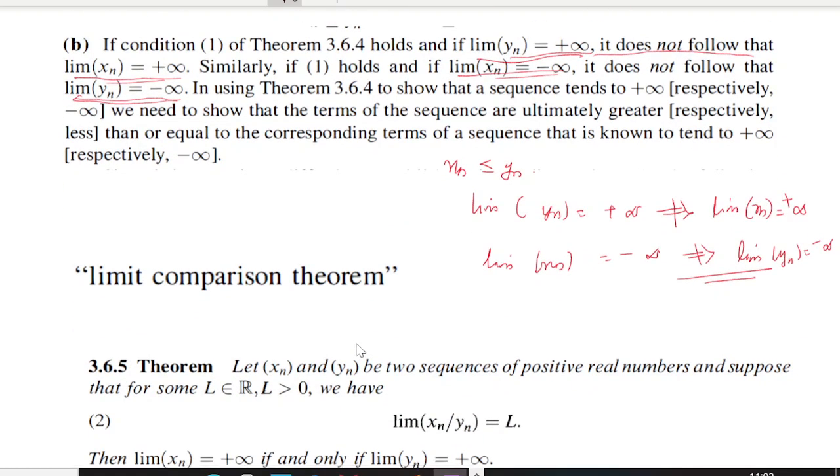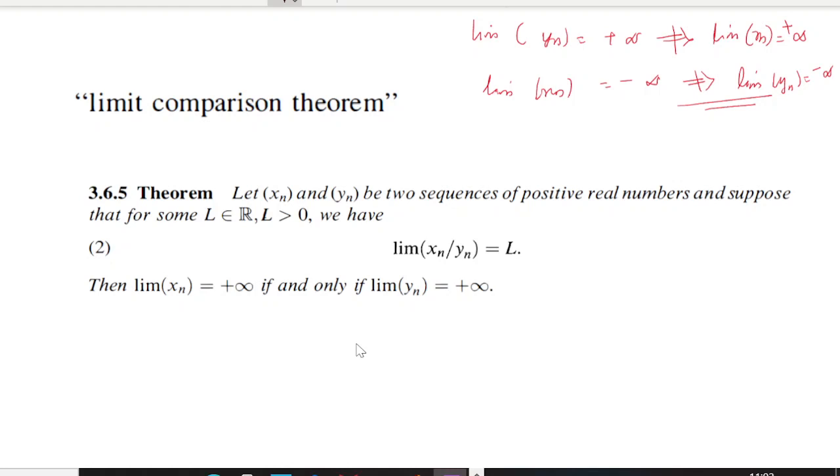Now we will have a theorem, the limit comparison theorem. I have said that the condition for converging or properly diverging sequences is that whenever a sequence is a monotone sequence, if it is not bounded, then it diverges. Not all given sequences are monotone. So we want to check whether a non-monotone sequence converges, diverges or properly diverges. For that, we can make use of this theorem.